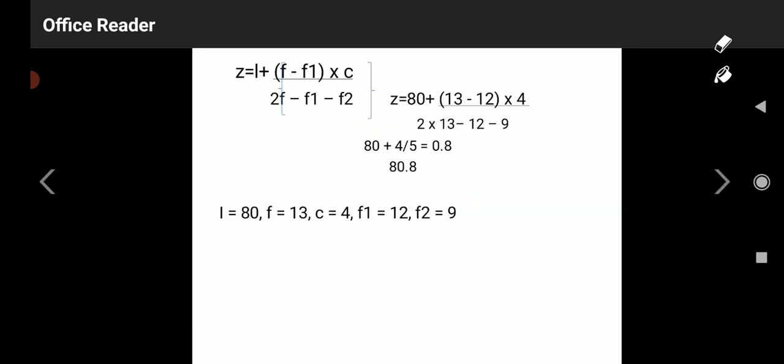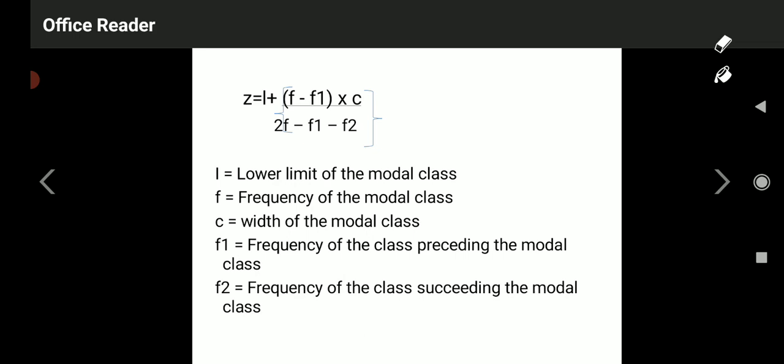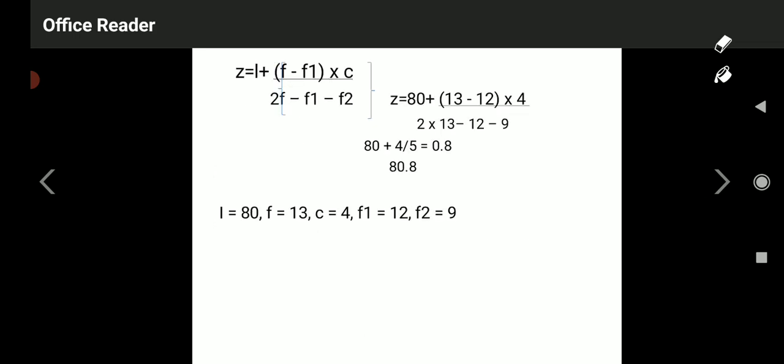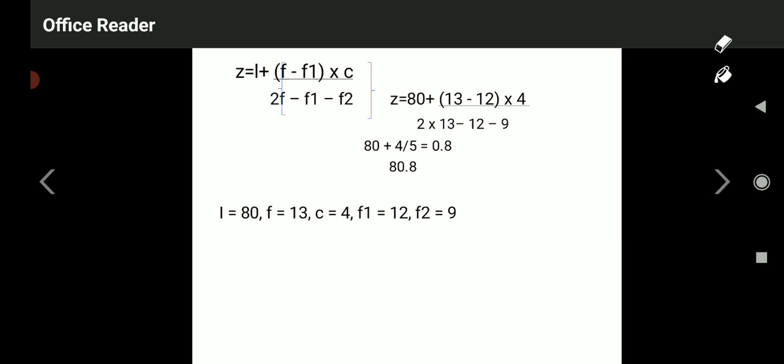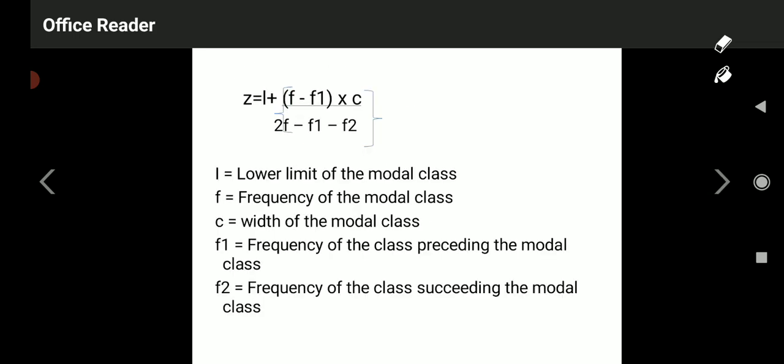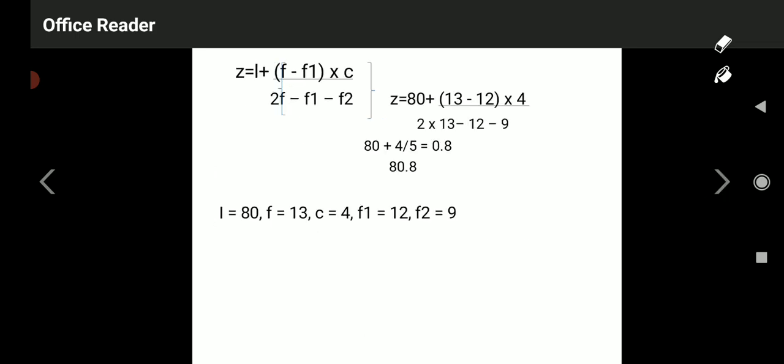And f means what? In the bracket f is there. f is the frequency of the modal class. Frequency 13 is there, the total number of observations in the table. Look at that, 13 observations are there. And f1, look at f1. What is f1? f1 is the frequency of the class preceding the modal class, the frequency which lies before the modal class, that is 12, for example.